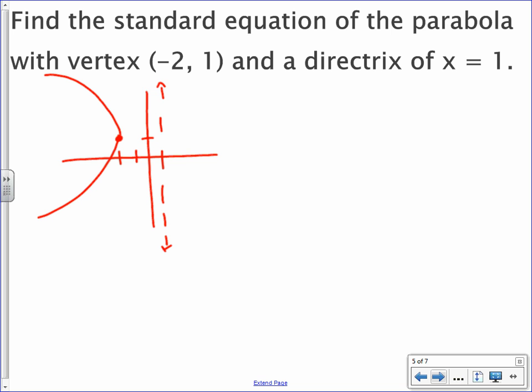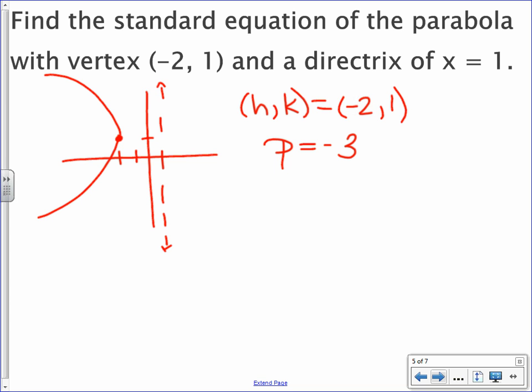We have our vertex, which means h, k is -2, 1. Can we identify p? How? How far away is our vertex from the directrix? 3. So p is 3. Positive or negative? Negative.